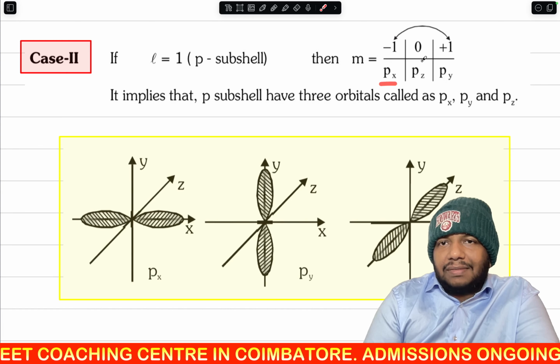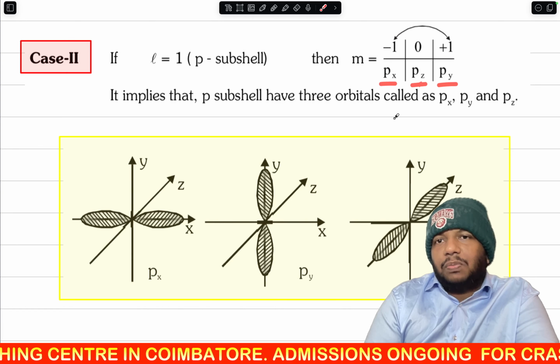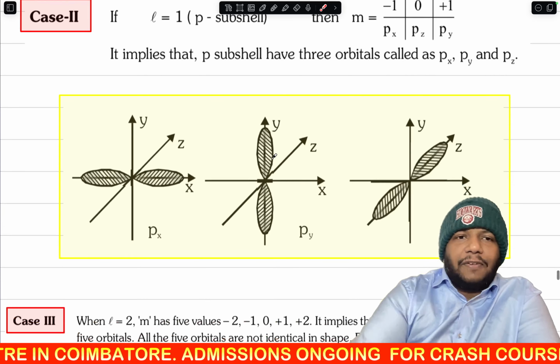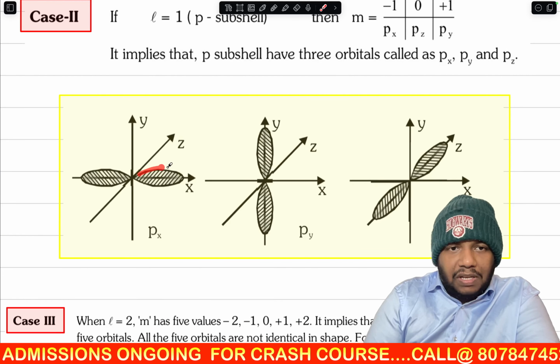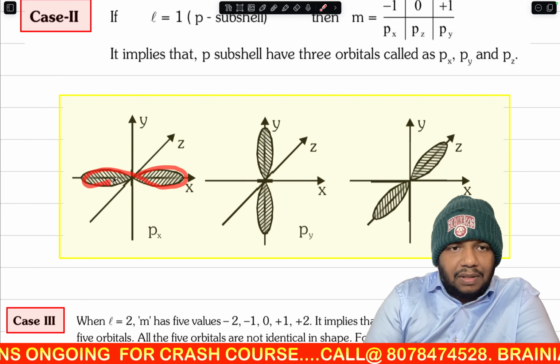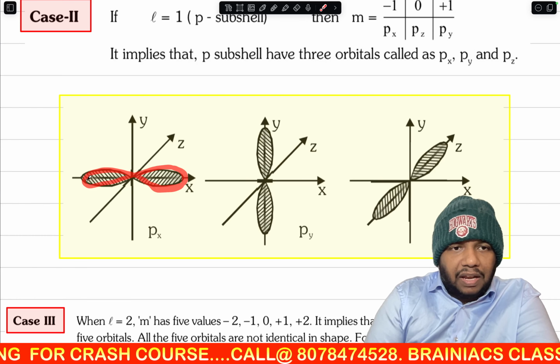So minus 1 is Px, 0 means Pz, and plus 1 means Py. These are the different orientations. You can say when the electron is in a px subshell, px orbital, it will be oriented like this, or it is present in this particular area.